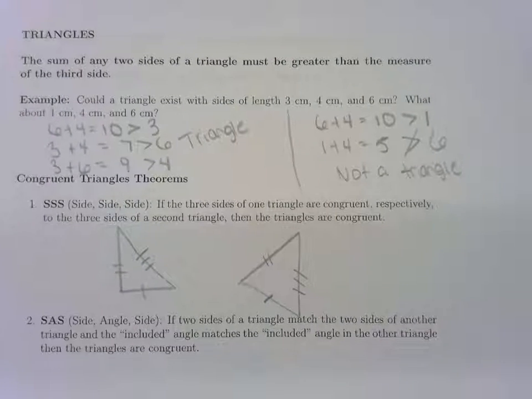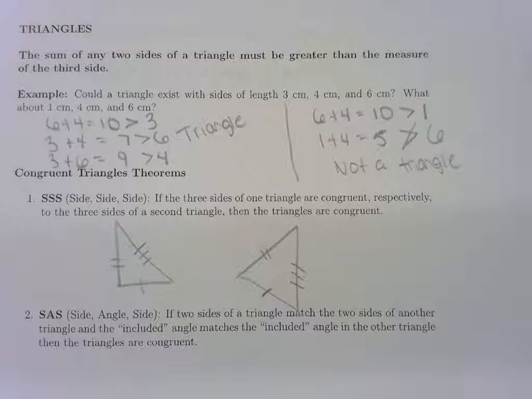Next example, side, angle, side. It says if 2 sides of a triangle match the 2 sides of another triangle, and then the included angle matches the included angle in the other triangle, then the triangles are congruent. What that "included" in parentheses means is it has to be inside of the 2 sides.